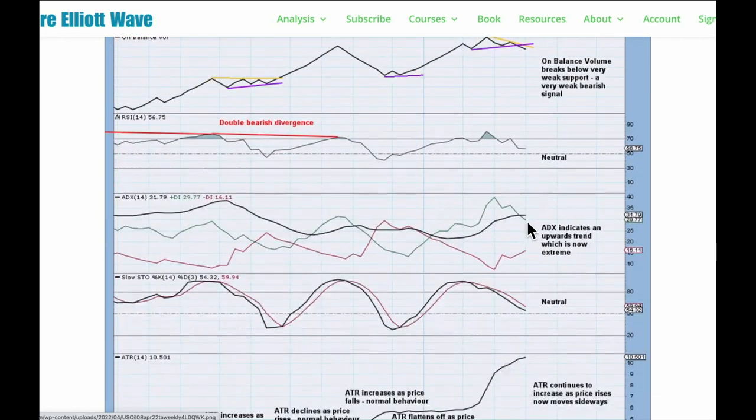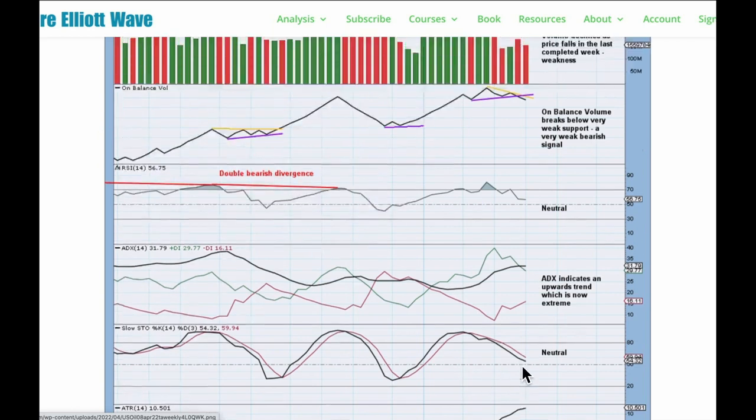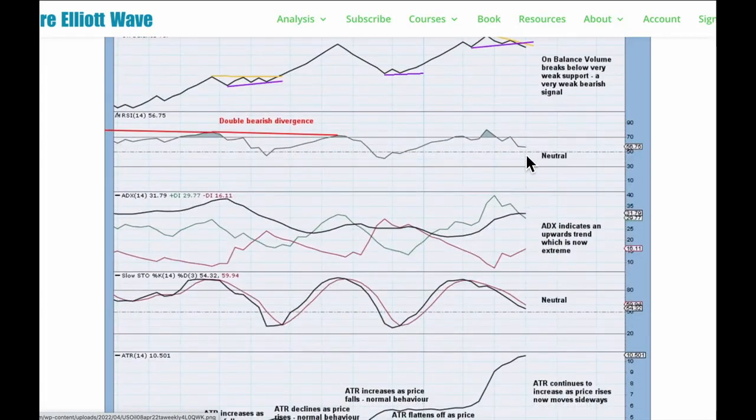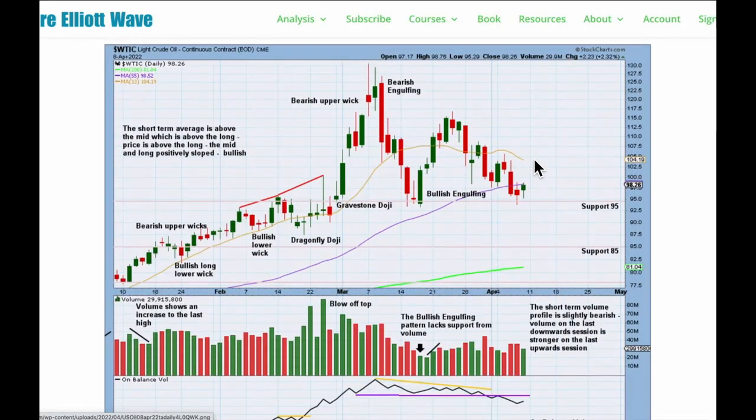RSI is in neutral territory. ADX now indicates the upward trend is extreme. Stochastics neutral, and ATR continuing to increase as price moves sideways suggests that there probably is still an upward trend in place. With stochastics neutral and ATR only just extreme and not very extreme, there's plenty of room for an upward trend to continue before it gets into dangerous territory of very extreme conditions.